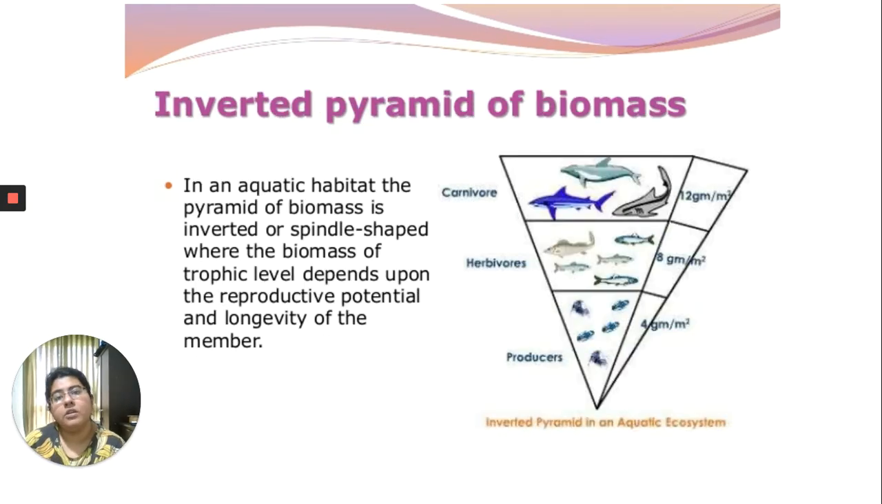Now biomass can also be inverted as well as upright. When is the biomass inverted? When the producers are smaller animals. Because they are small, the mass of each individual is small. So let's take an example of an ocean ecosystem, a marine one.